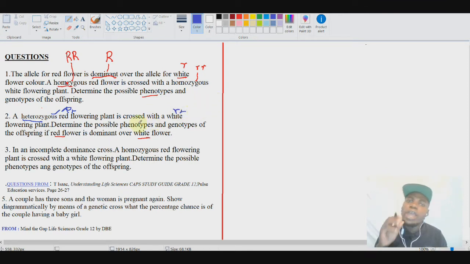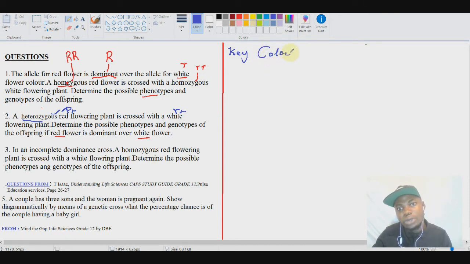Now we have to do the genetic crossing to determine the phenotype and the genotypes of the offspring. Remember last time, in the previous video, I told you that you have to write your key. So to talk about the key, what are we talking about? We are talking about the color. The capital letter R represents what color? Red. And small letter r represents what color? White.